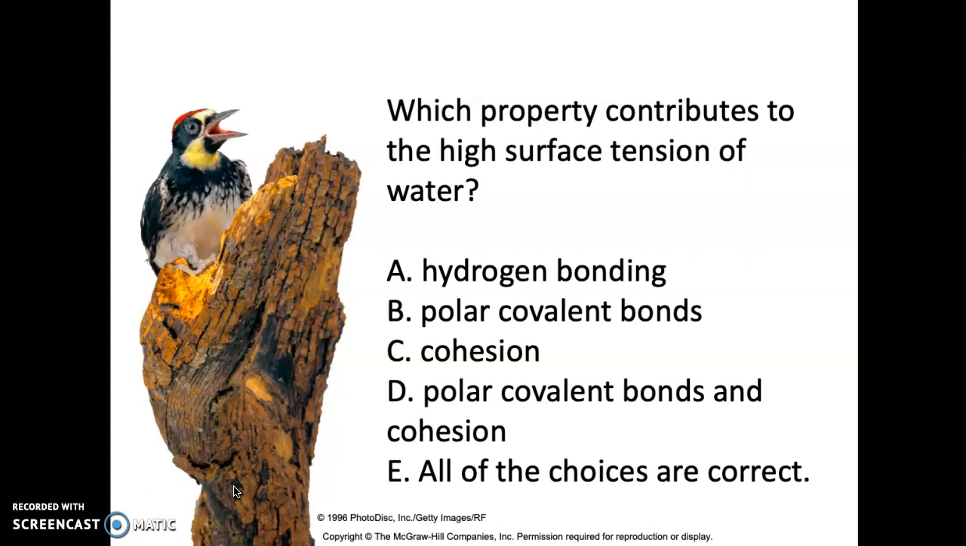Next come the organic molecules, and we'll start out with the carbohydrates.